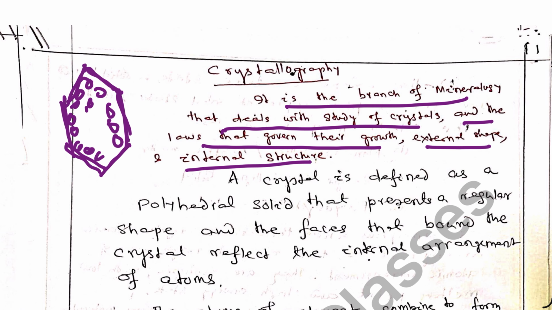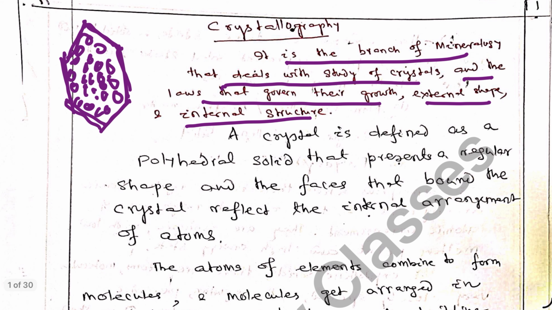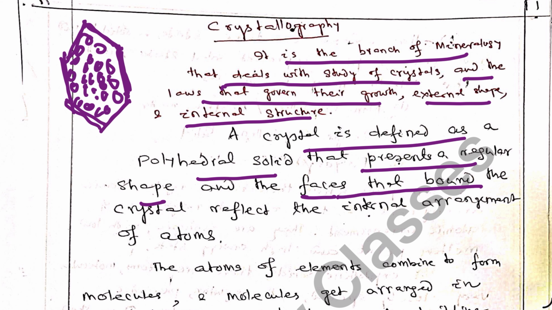So atoms get arranged in a regular fashion so that the crystal develops. So we can say a crystal is a polyhedral solid that presents a regular shape, and the faces or the sides or the plane surfaces that bound the crystal are called faces. These faces that bound the crystal reflect the internal atomic arrangement.